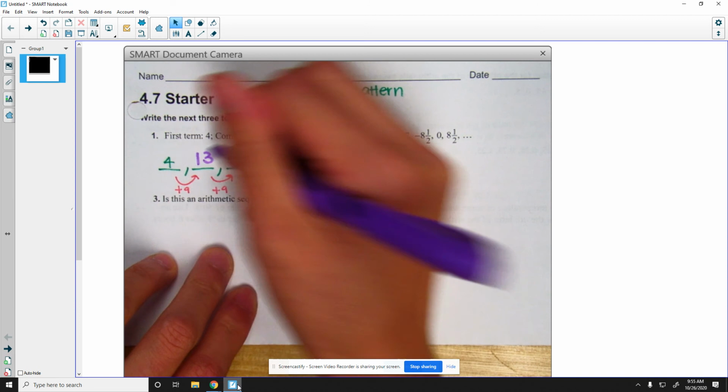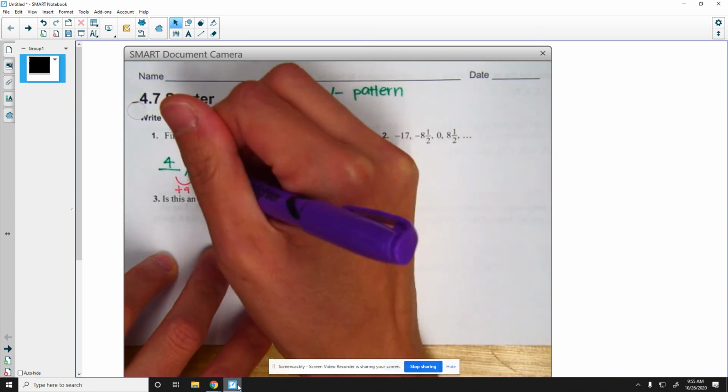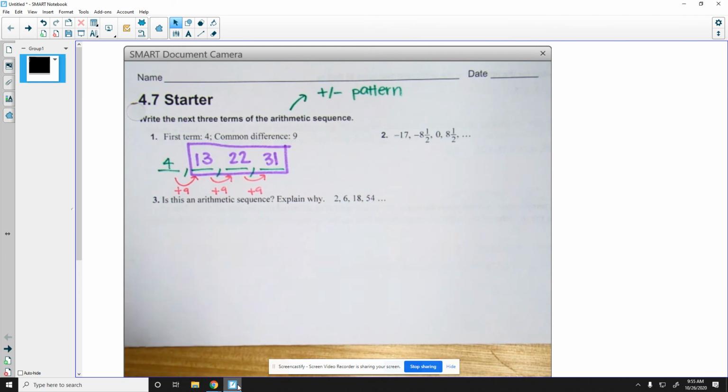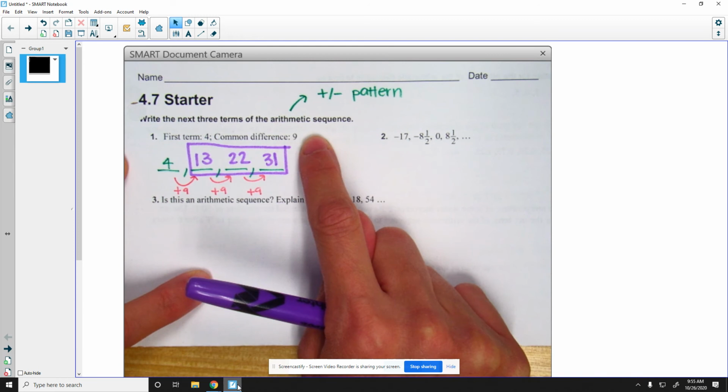13 plus 9. Plus 9. 31. So these are your 3 answers because it says find the next 3 terms. Not too bad, right? So far, so good. So an arithmetic sequence is a plus or minus pattern. And then vocab, common difference means how much you're adding or subtracting by.